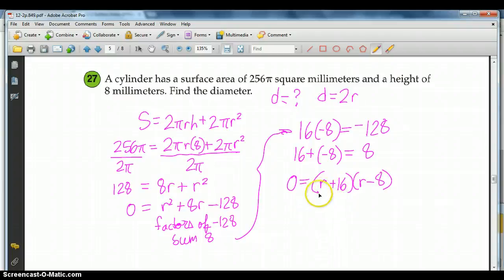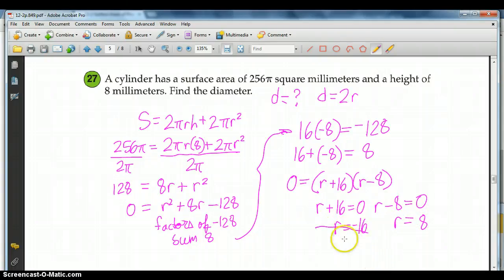From here, we are wanting to solve for r, so we'd set each factor equal to 0 and solve for our variable. So r is equal to negative 16 in this case, r is equal to 8. Since we're talking about a length, that would rule out our negative case, so just our positive would work. And if our radius is 8, remember we want to find the diameter, so we want to double that. That makes our diameter equal to 16 millimeters.